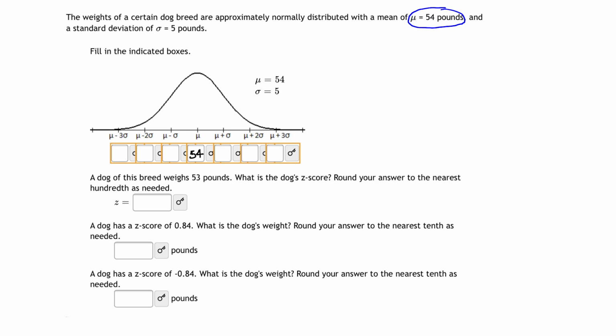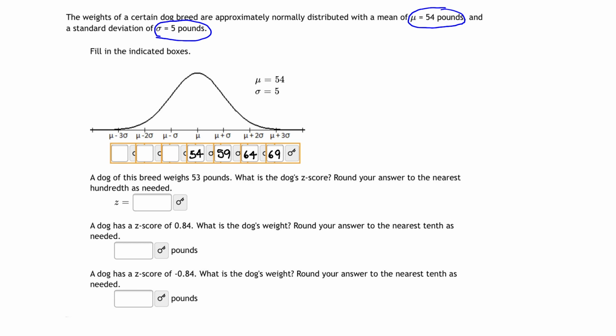Now we're also told that our standard deviation is 5 pounds, and so that means that if we move 5 pounds to the right, that gives us the mean plus 1 standard deviation, and that's 59 pounds. And if we add another 5 pounds, that gives us 64, and that's equal to the mean plus 2 standard deviations. And if we add 5 more pounds, that gives us 69, and that's the mean plus 3 standard deviations.